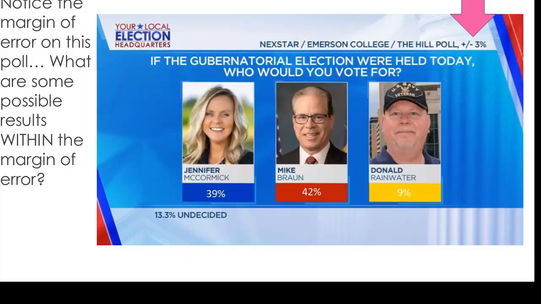Anyway, back at the time that this poll was taken, Jennifer McCormick was the Democratic candidate. And in the survey that this poll did, she had 39%. 39% of the population would have elected her as the next governor. Mike Braun was 42. Donald Rainwater was the independent, and he had 9% at the time. We also had 13.3% who said they were undecided.